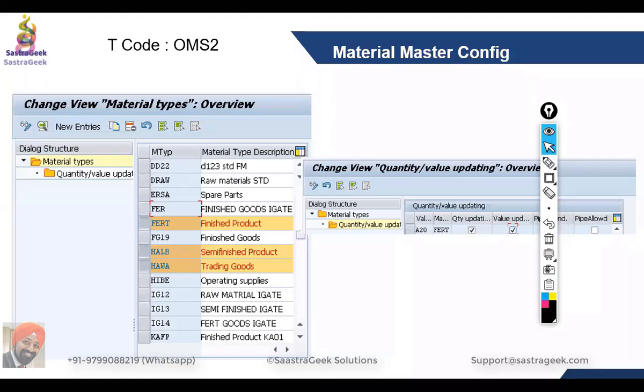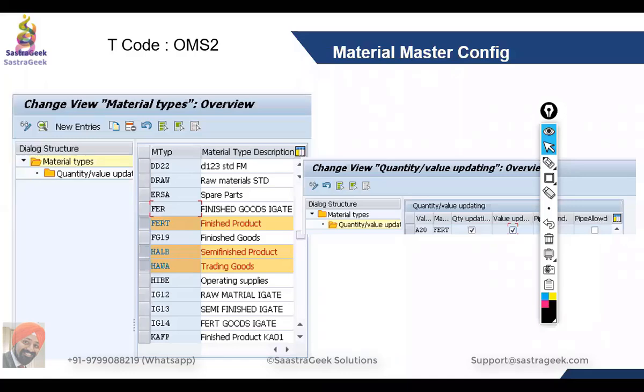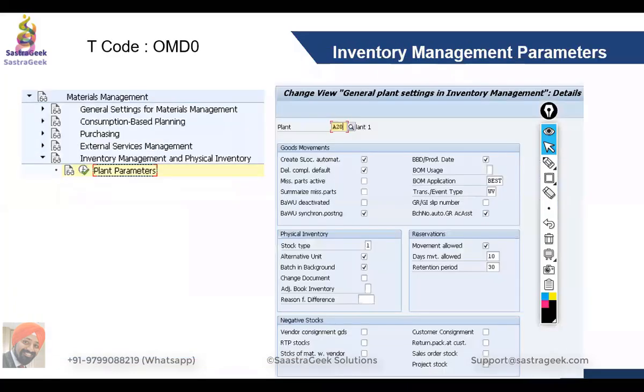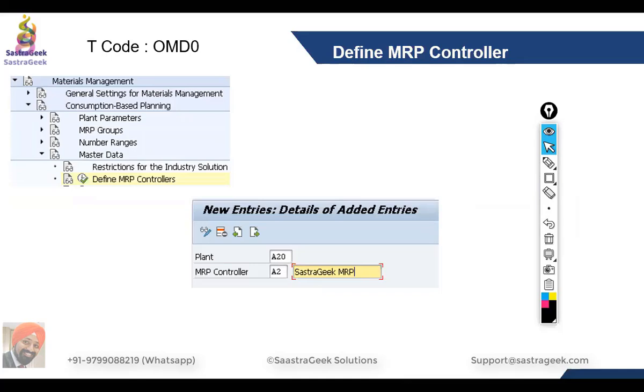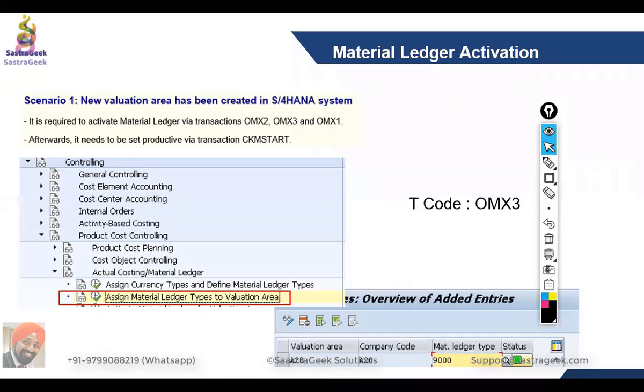We'll be activating our material ledger at the plant level. For all these settings which I am doing, the screenshots are available here. The MRP controller will also need to be created; we'll create it once we get an error in the material master. So this is the material ledger activation which we need to do.